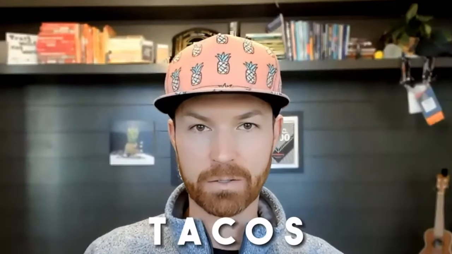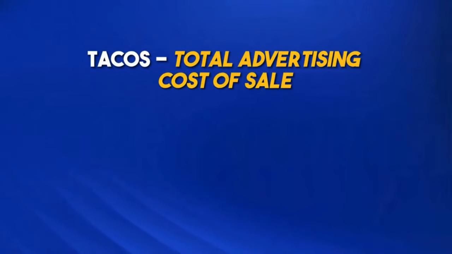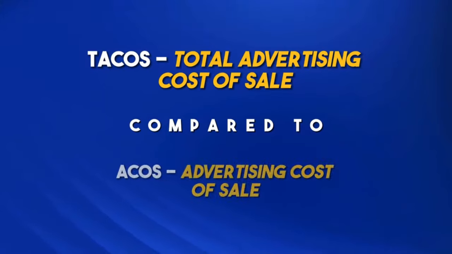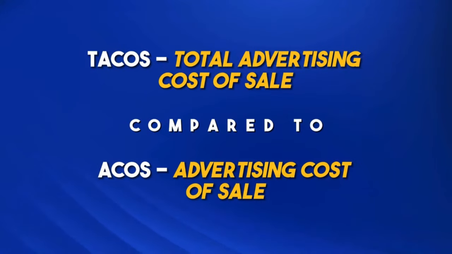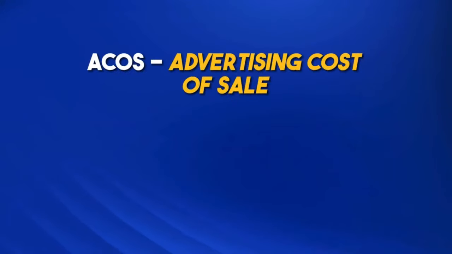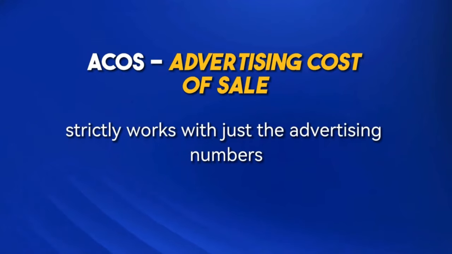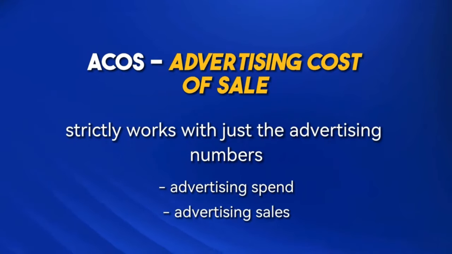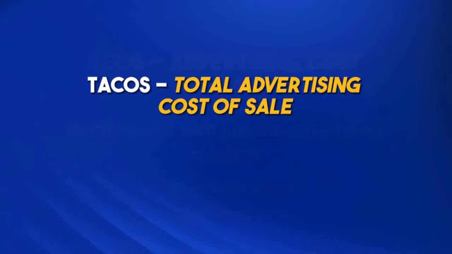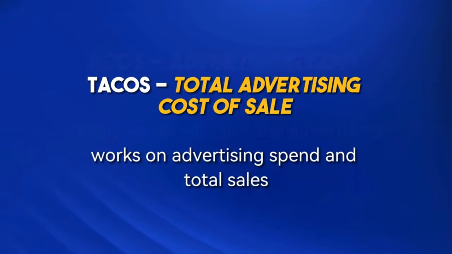Now let's go into what I talked about with number 2 here, TACoS. TACoS is your total advertising cost of sale compared to ACoS, which is your advertising cost of sale. There's a big difference between the 2. Advertising cost of sales strictly works with just the advertising numbers, advertising spend, advertising sales. Whereas in TACoS, total advertising cost of sale works on advertising spend and total sales. There's a big key distinction.